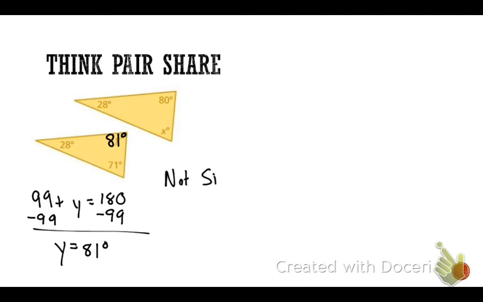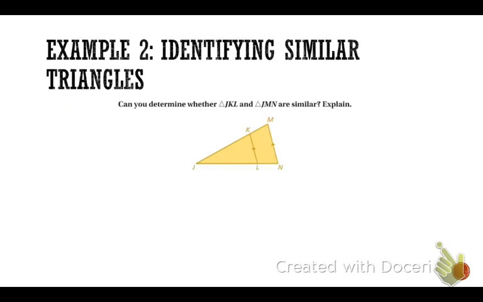They're not similar. They were almost similar, weren't they? It was only 1 degree off. If y had been 80, then that would have been a pair. But it wasn't. It was 1 degree off. All right, not similar. So can you determine whether JKL and JMN are similar?